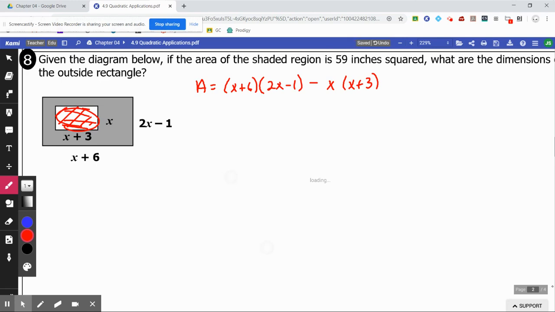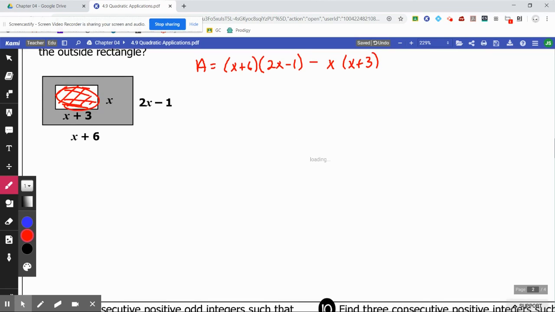This is now the area of the shaded region: total area minus the white part. To find this area, let's distribute. X times everything: x times 2x is 2x squared. Let's combine negative 1x and 12x, that's 11x. And 6 times negative 1 is negative 6. Now, when you distribute here, make sure you distribute the negative with it. That's going to be a negative x squared and a negative 3x.